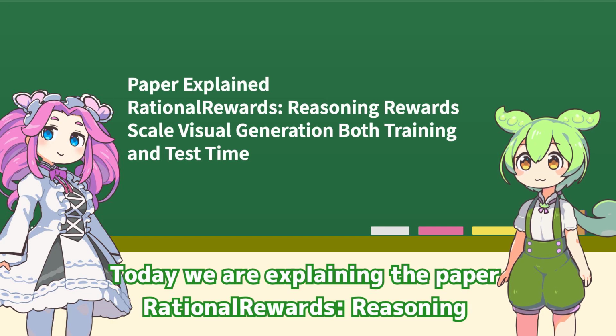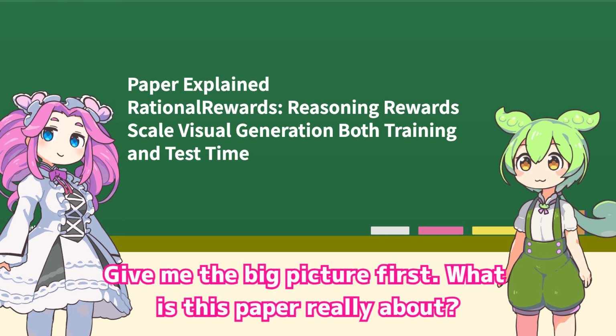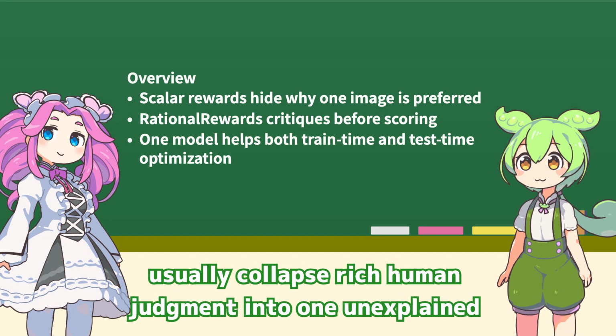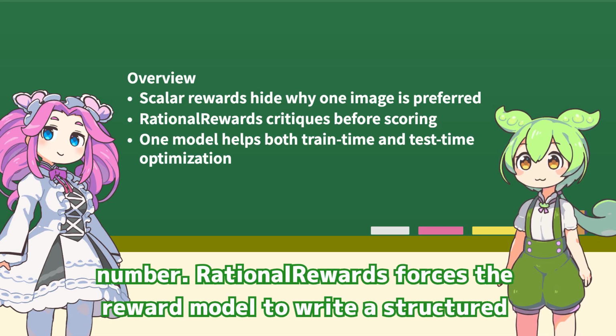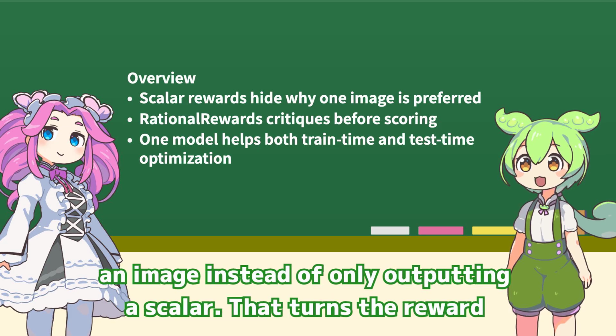Today we are explaining the paper Rational Rewards: Reasoning Rewards Scale Visual Generation, both training and test time. Give me the big picture first. The paper starts from a simple complaint. Visual reward models usually collapse rich human judgment into one unexplained number. Rational Rewards forces the reward model to write a structured critique before it assigns scores. So the model says what is wrong with an image instead of only outputting a scalar.